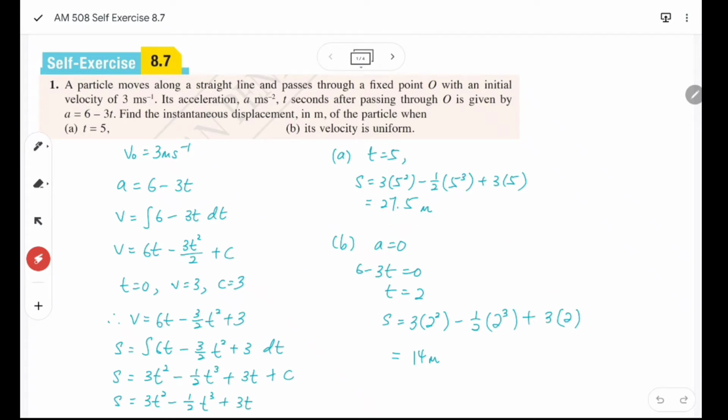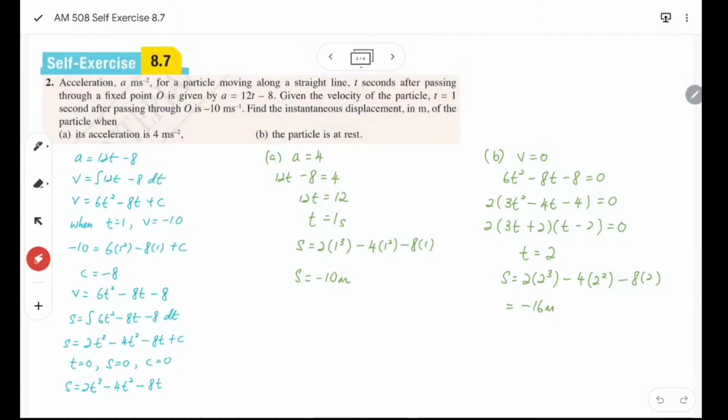Then b, its velocity is uniform. So when the velocity is uniform, it means that dv/dt is 0, or the acceleration is 0. So acceleration equals 0 happens when t equals 2. So when t equals 2, we need to find the instantaneous displacement. So the s will be 3 times 2 squared minus half times 2 cubed plus 3 times 2. And we get 14 meter.